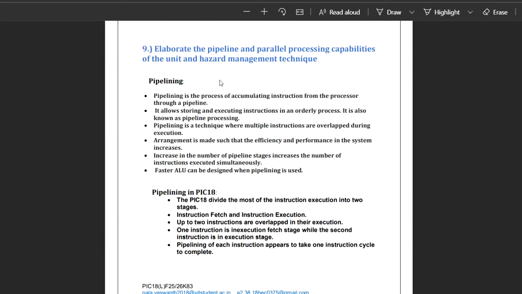And the ninth question: elaborate the pipeline and parallel processing capabilities of the unit and hazard management techniques. In my microprocessor, these techniques were barely discussed; there was very little content present inside my data sheet. So I gathered data from other websites and articles which are available online.